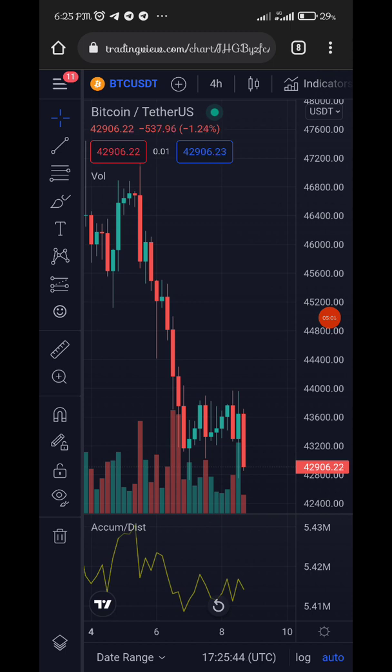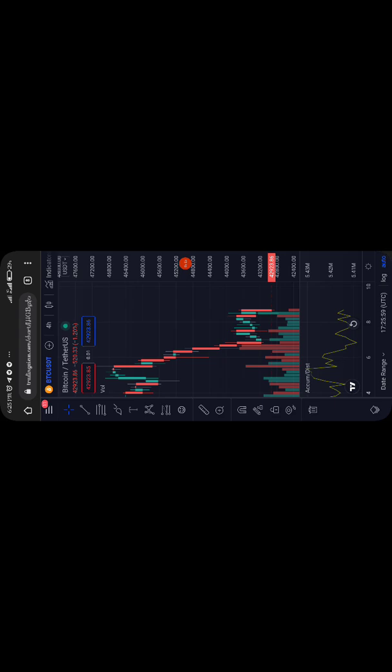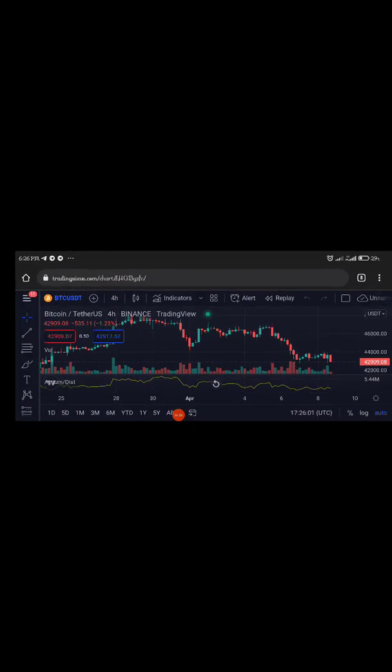So the market is actually dumping at the moment. What I will now be showing you, to have a better view of this trading view, I will change the screen mode to horizontal. That's landscape. I'll be using landscape to make it wider and clearer.